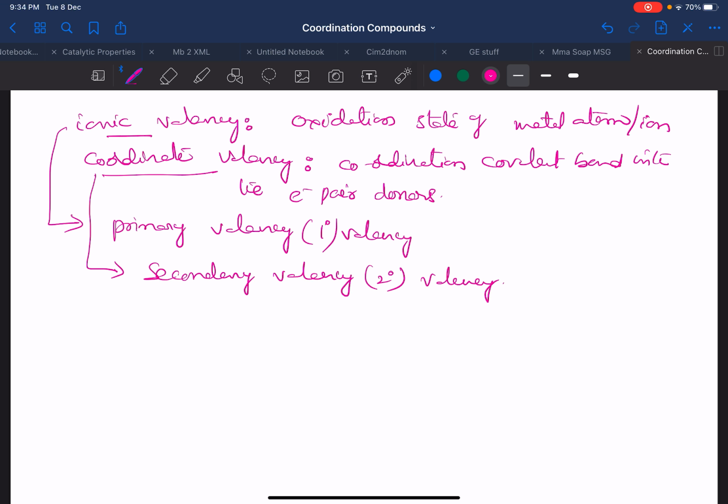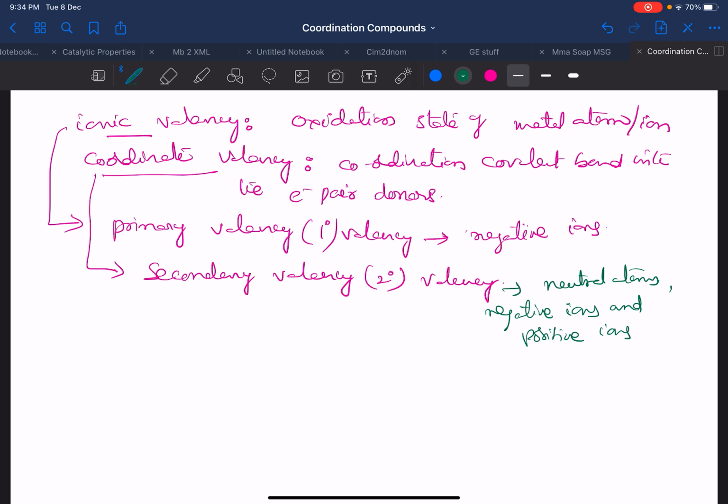Primary valency is satisfied by the negative ions. Whereas secondary valency is satisfied by neutral atoms, negative ions, and positive ions also.